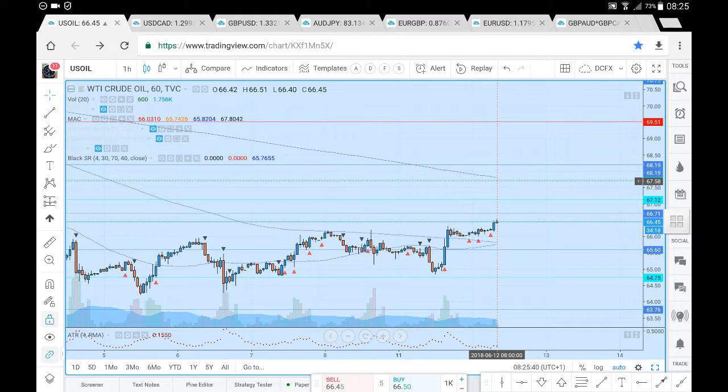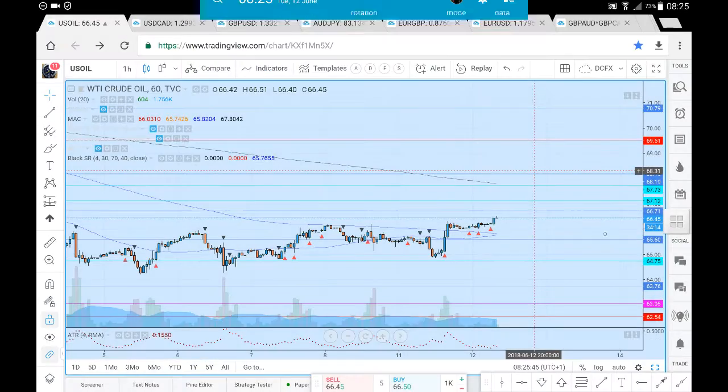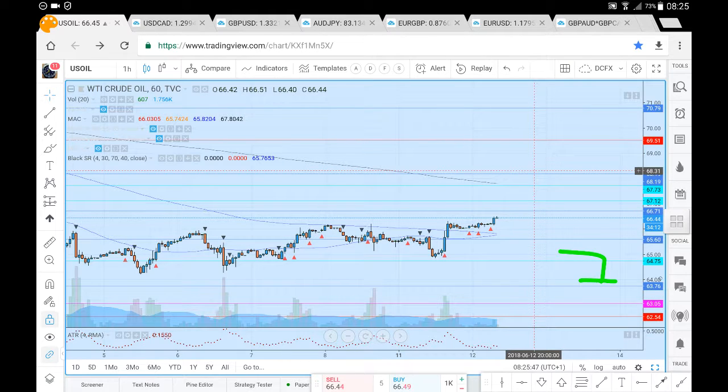And if we do see sufficient volatility to bring us below the 64.75, I'd expect the far end of the range to be around 63.76 here on the US oil. Now let's just have a brief look here at the daily chart to see how prices are developing.